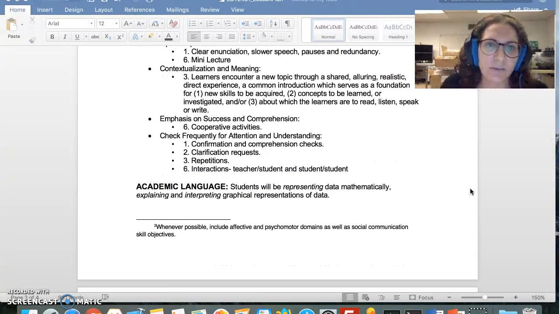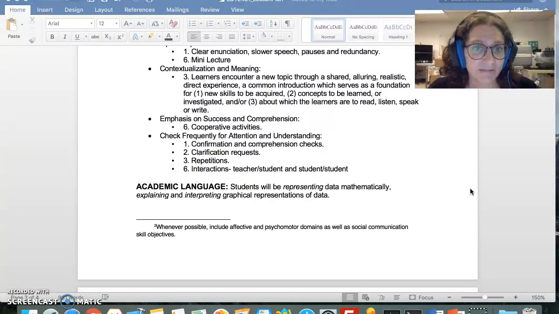Emphasis on success and comprehension, so they're doing cooperative activities, and then frequent checks for attention and understanding. So that's like those cold calls, discussing as a class, think, pair, share, and then also repetition. So I'm going to go over a couple different examples of the data and statistics, and then connect it to the graphical representations, and then vice versa, graphical representations, and then show the data and statistics for it. And of course, I'll be walking around while they're think, pair, sharing and listening to what they have to say, and maybe prompting discussion if students are having trouble talking.